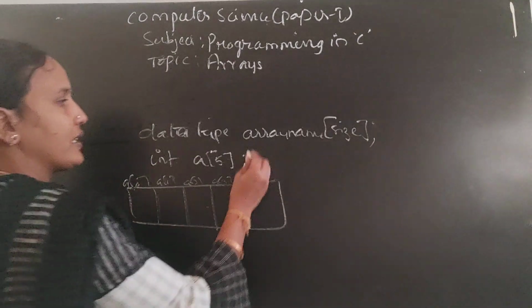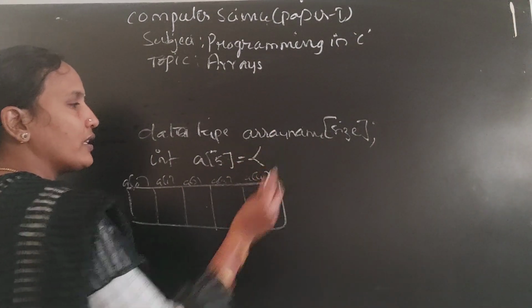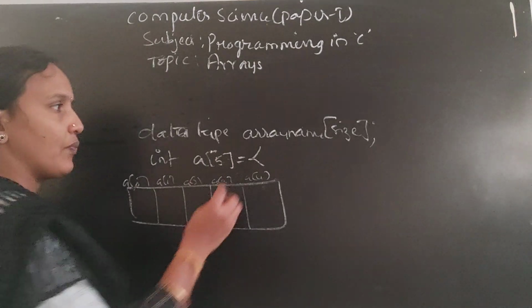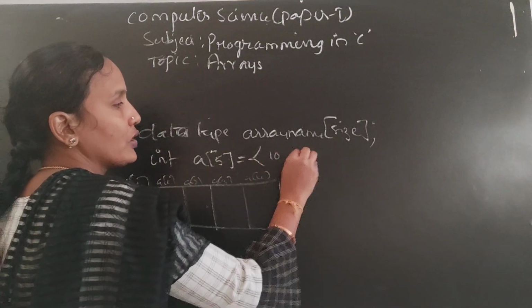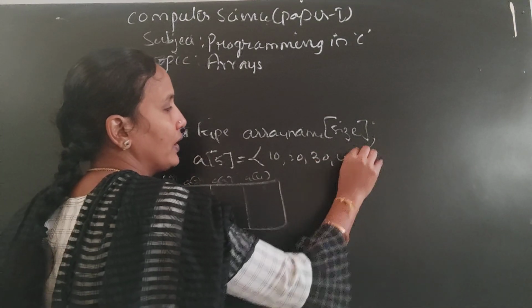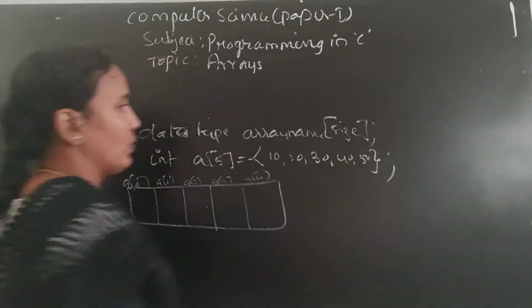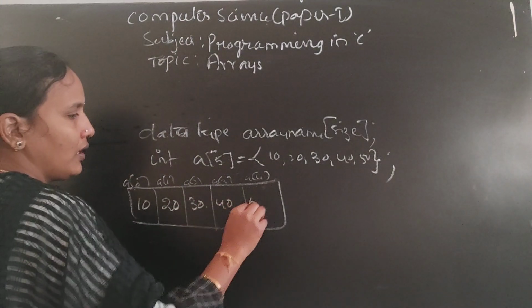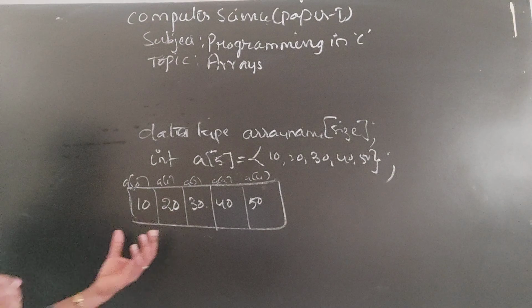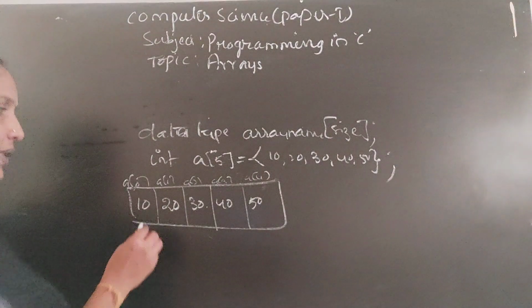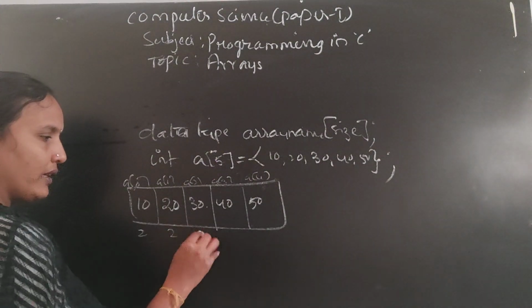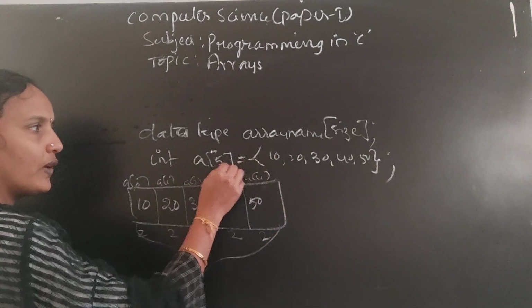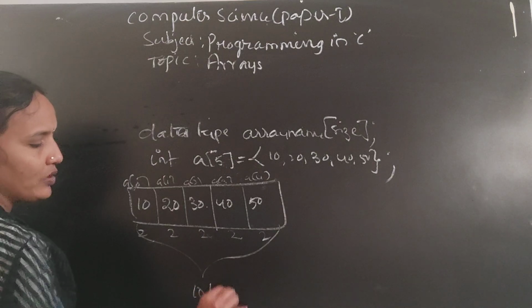So for example, if you are assigning values like this, since it is more than one element, whatever elements are there should be enclosed in braces: 10, 20, 30, 40, 50; semicolon. This is the internal structure. For each block, 2 bytes, 2 bytes, 2 bytes, 2 bytes, 2 bytes. In total, for this array with a size of 5 elements, we are giving 10 bytes of memory.